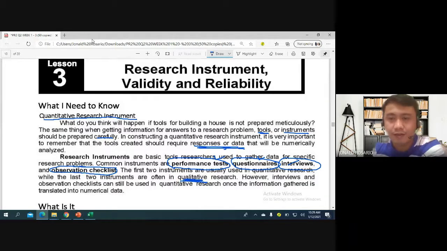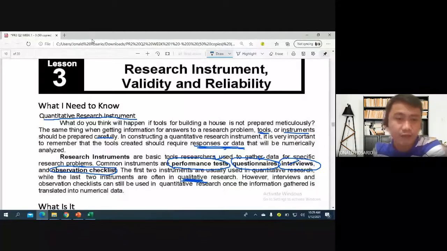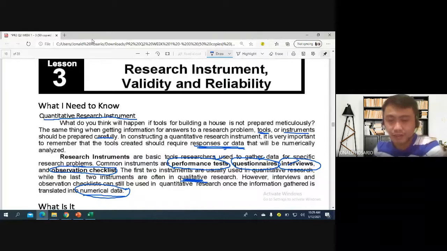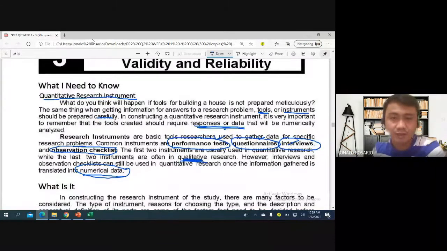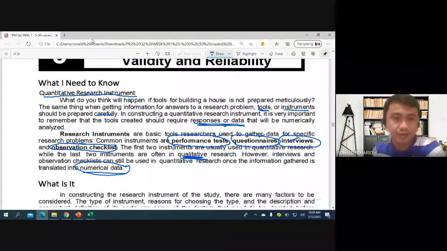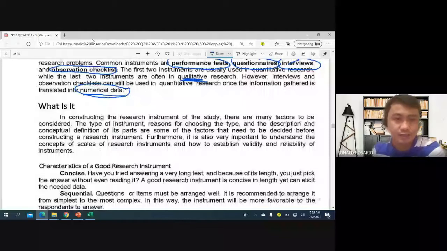Pero pwede naman nating gamitin sa quanti itong interviews and observation checklist as long as yung mga nakuha nating informations ay ita-translate natin into numerical data. Okay? So, pwede yon. Pero medyo mahirapan tayo. So, doon na tayo sa dalawa, performance tests and questionnaires.